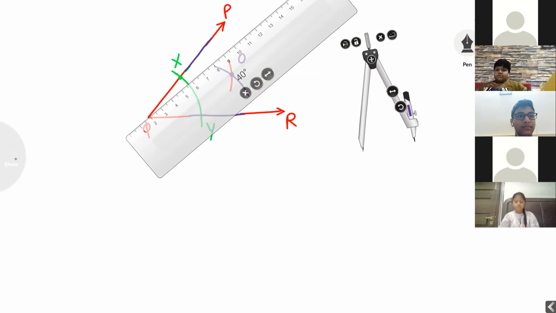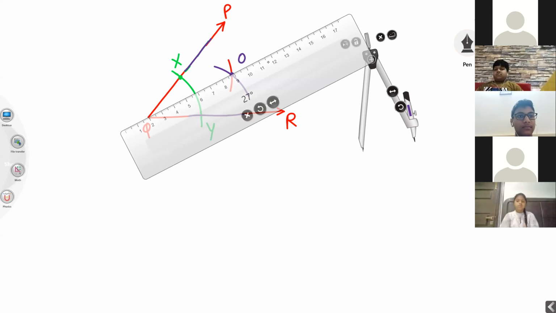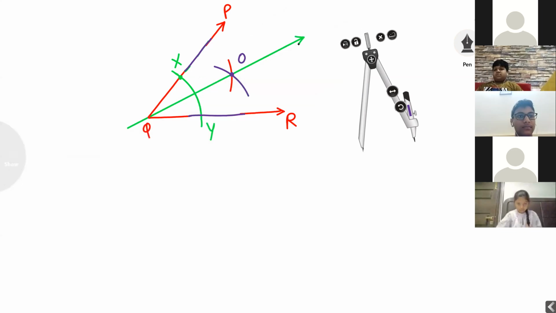This is the construction of angle PQR. Draw this figure, everyone.